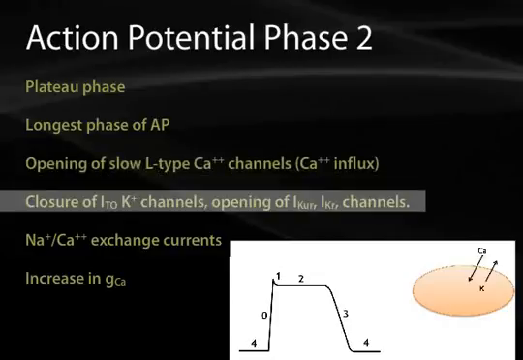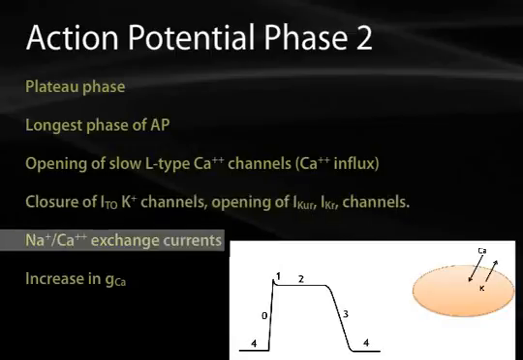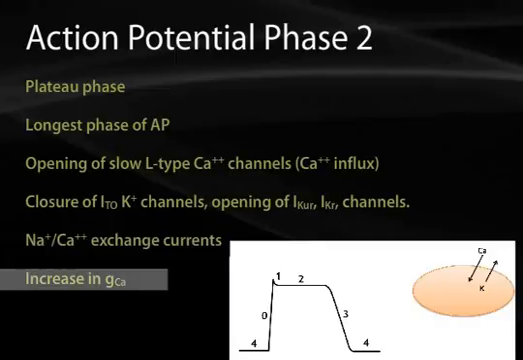The ITO potassium channels then close, but the IKur and IKr channels open. The ur and r stand for ultra-rapid and rapid. These channels allow potassium to leave the cell. Because calcium is entering the cell and potassium is leaving the cell, you get a plateau in the voltage. You have positive charges entering and positive charges leaving. The calcium enters the cell, and at this point the calcium is able to bind to troponin. So phase 2 is when you see cardiac contraction because of calcium entry.